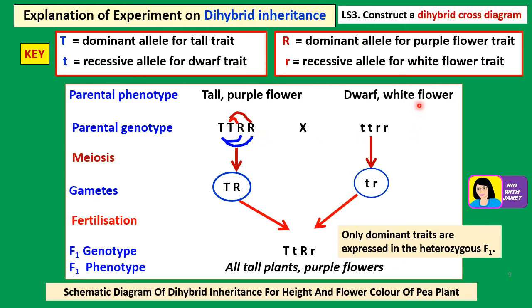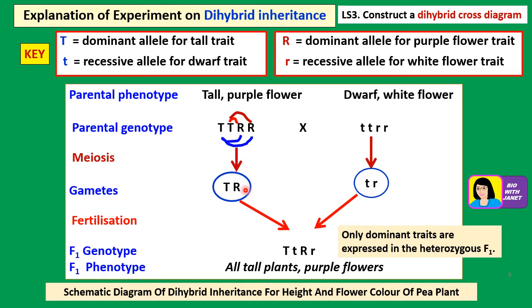Similarly, for the dwarf plant with white flowers, and in contrast, it has the recessive alleles only. Okay, so it's homozygous recessive for the trait of dwarf stem, and also homozygous recessive for the trait of white flower. It has 2 identical recessive alleles, small t, and 2 identical recessive alleles, small r. All right. Now next, in meiosis, through meiosis, gametes are formed.